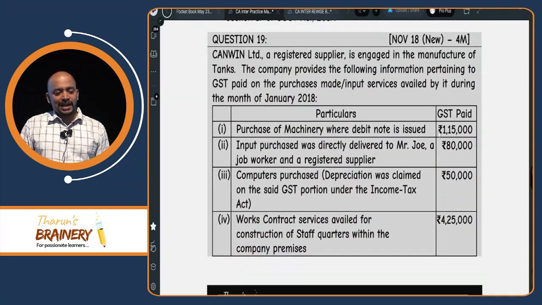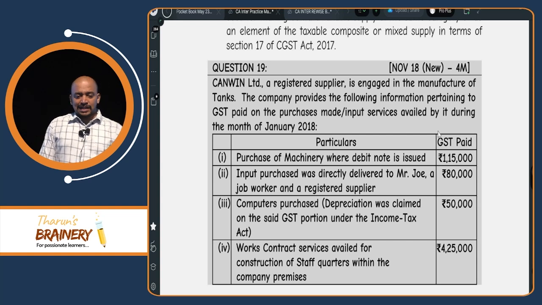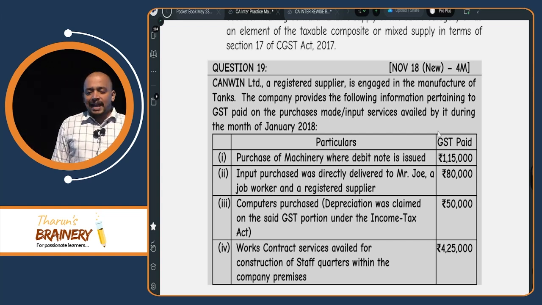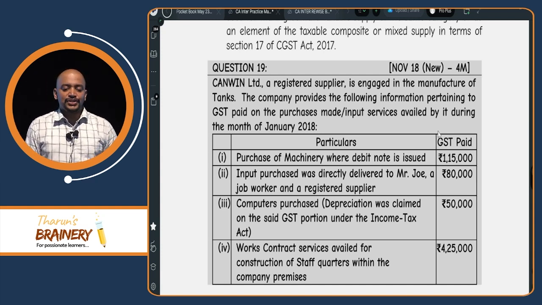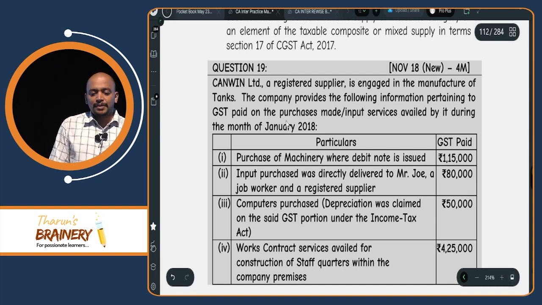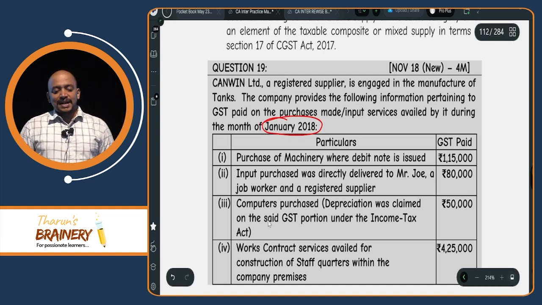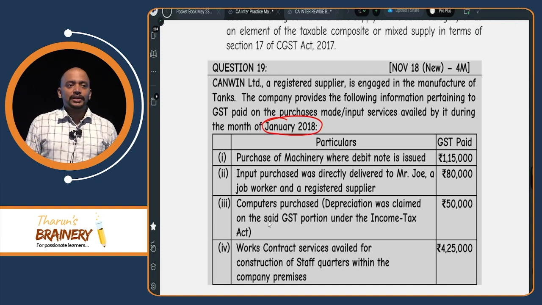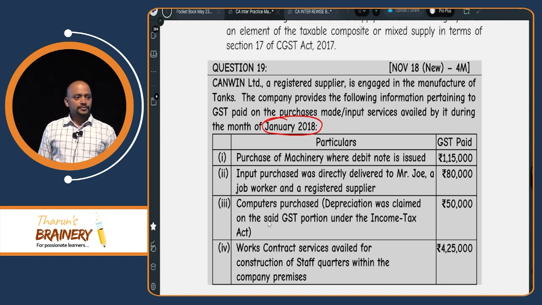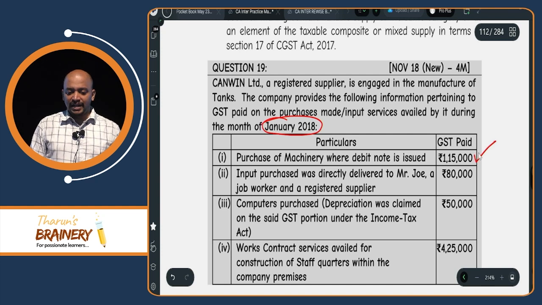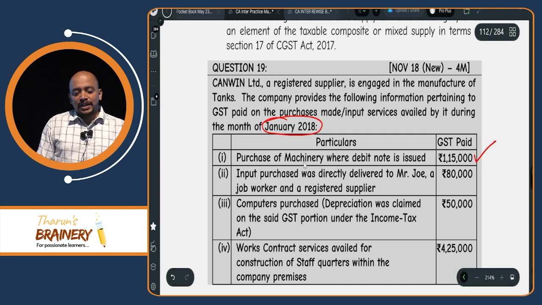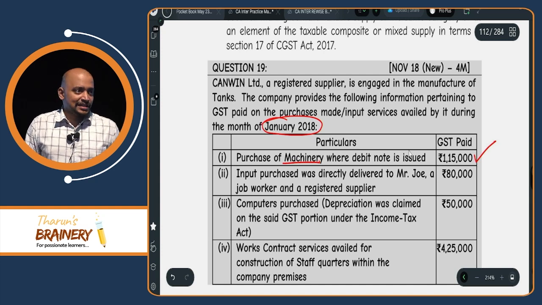Then question number 19. Canwin Limited, a registered supplier, is engaged in manufacture of tanks. The company provides the following information pertaining to GST paid on purchases during the month of January 2018. Purchase of machinery where debit note is issued. Can we take ITC on the basis of debit note? Yes. So there are various tax paid documents, tax invoice, debit note, bill of entry, ISD invoice. So on the basis of debit note, ITC can be availed.